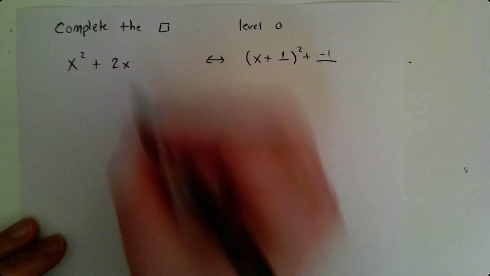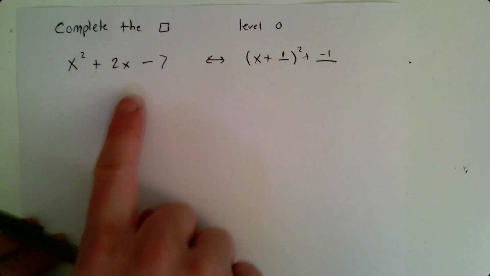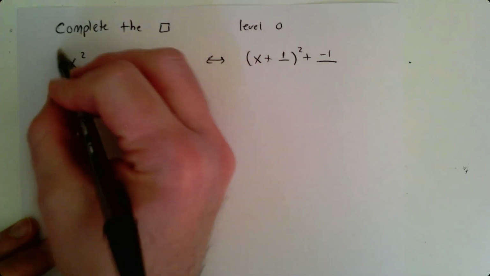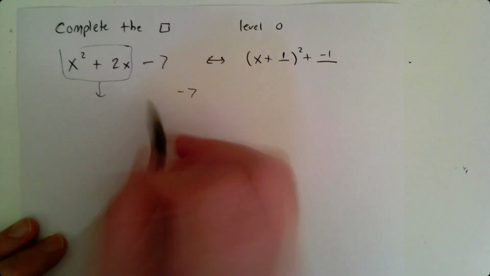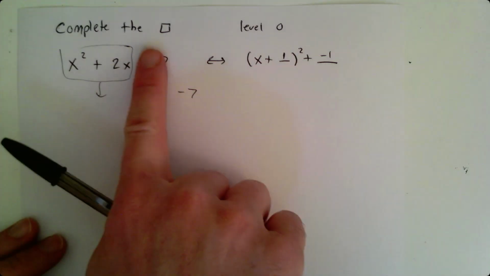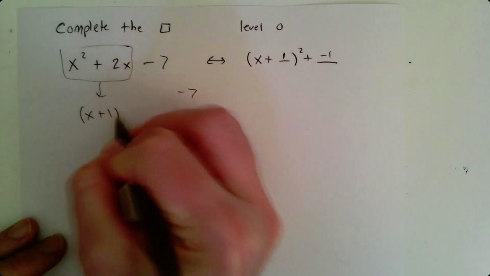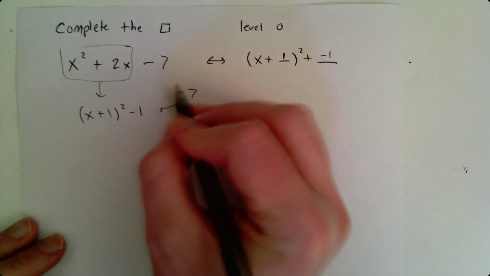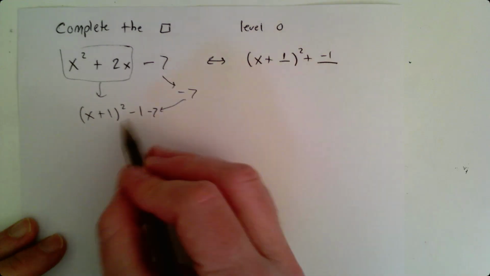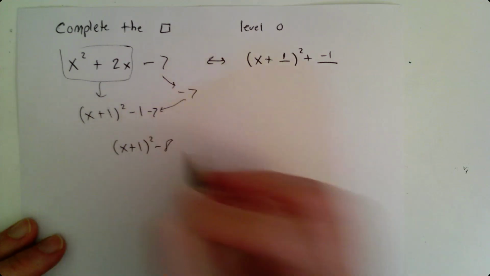What if the problem had been the one that I started with, a minus 7 here? Well, what I could do is think about the minus 7 as separate. So let's keep the minus 7 on the outside. If I pretend it doesn't exist and I complete the square just on this, it gives me x plus 1 squared minus 1, like we just said. And then I can keep the minus 7 there, and I'll just combine them together. So I'll have x plus 1 squared minus 8.